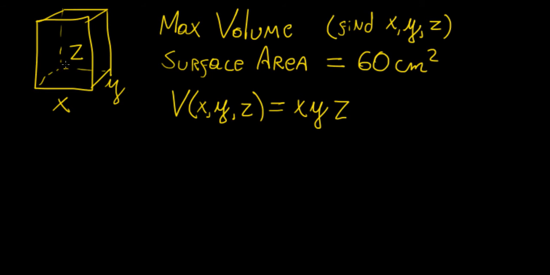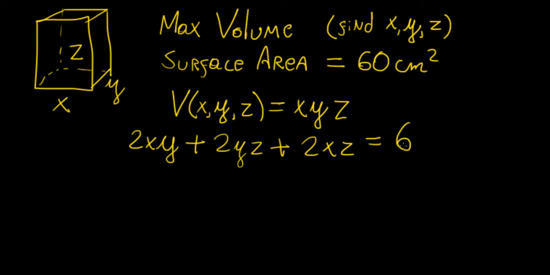So the surface area, that means that the sum of all these little areas, we have 6 faces on this box. So that means that we're going to have x times y, that's the bottom face, and the top face. And then we have yz is this face, and then xz is this face. So obviously we need to multiply all of those by 2. So 2 times xy plus 2 times yz plus 2 times xz is equal to 60.